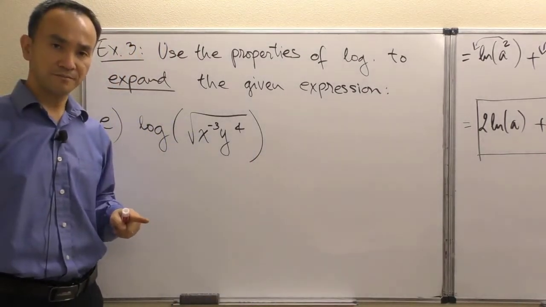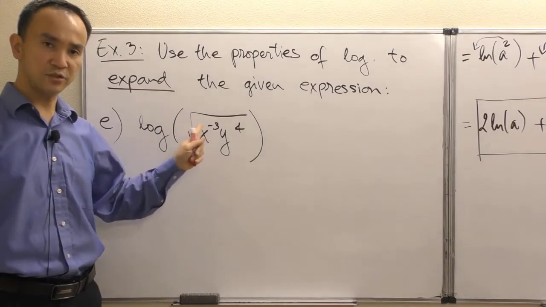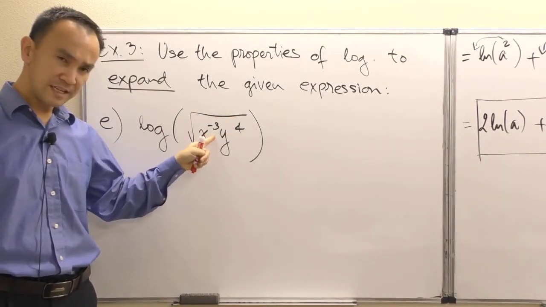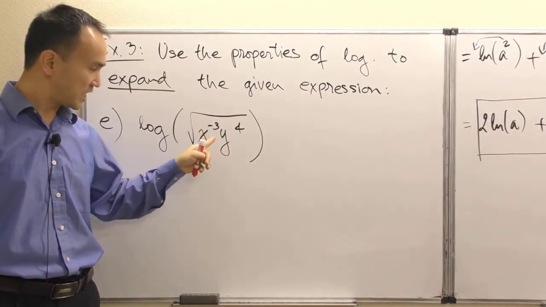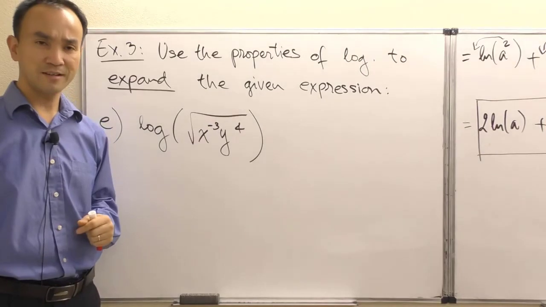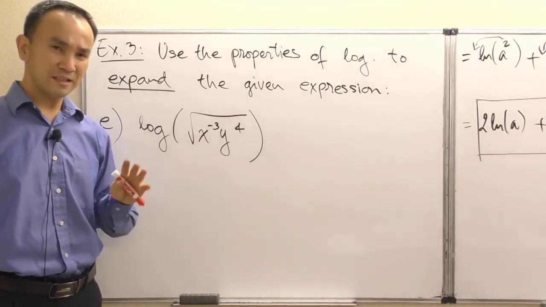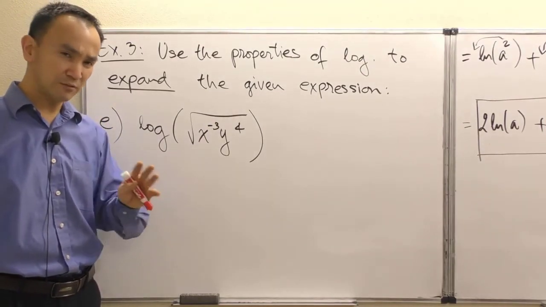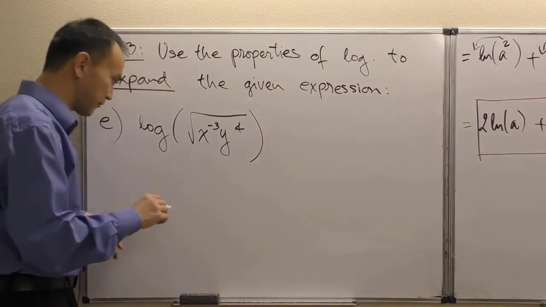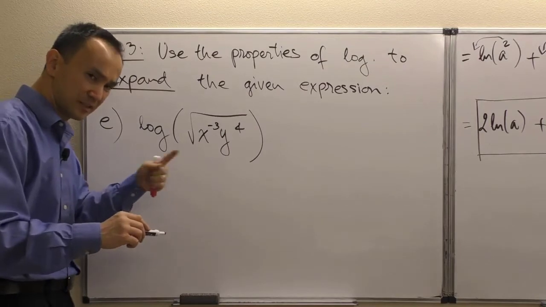Log base 10 of the square root of x to the negative 3, y to the 4th. So we have a product inside the square root, and then the product of two separate powers. Okay, so to make it clear where the parameters are, allow me to rewrite the expression.